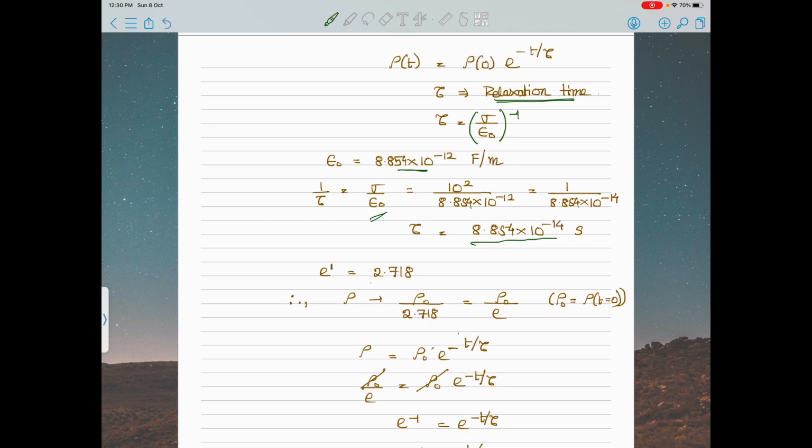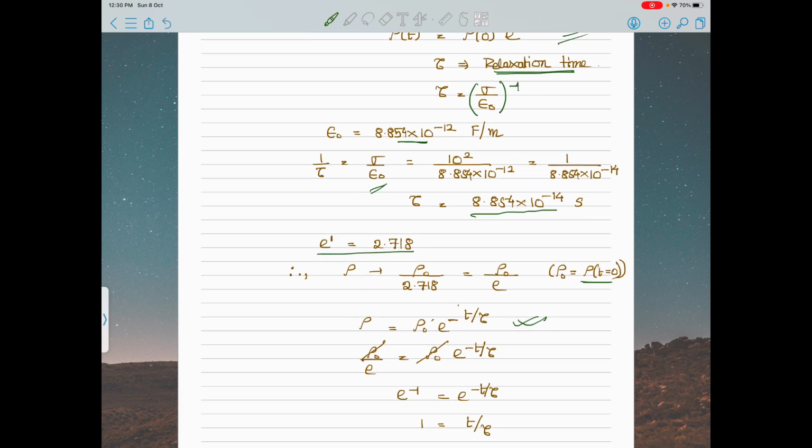Now e to the power 1 is 2.718, and it is given in the question that rho will tend to rho naught upon 2.718, that is rho naught upon e to the power 1, that is e. Now rho naught is nothing but rho at t equal to 0. Therefore rho is equal to rho naught e to the power minus t by tau. This expression we have already found out here. Now rho becomes rho naught by e, so just replace.